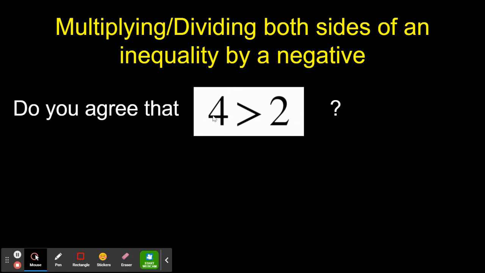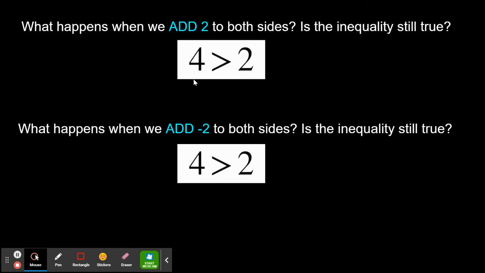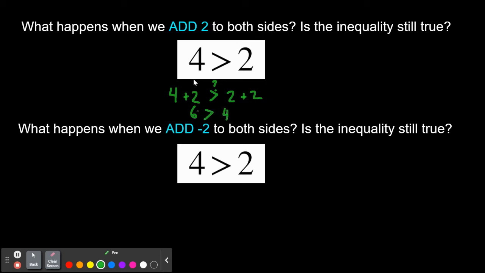So first of all, do you agree that 4 is greater than 2? Hopefully you do. Okay, 4 is greater than 2. Let's see what happens when we add a positive 2 to both sides. I'm going to take 4 and add 2 to that side, and add 2 to the right side. Now, is the inequality still true? Well, let's find out. 4 plus 2 is 6, and 2 plus 2 is 4. And sure enough, 6 is greater than 4. It still holds true when we add a positive 2 to both sides.